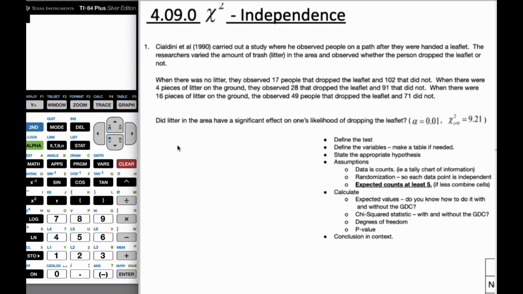Okay, so today we're going to do chi-squared of independence. Chi-squared test of independence. It's a hypothesis test. And so let's consider an example to give us context of what's going on here.